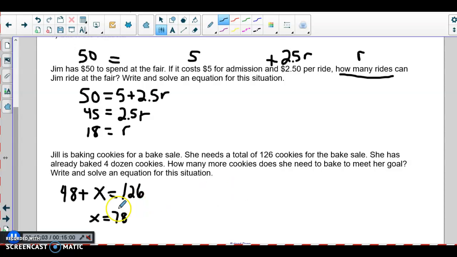So your answer should have been 78 cookies. This equation kind of is irrelevant here. Common sense could have told you how many more cookies she needed. But if you wrote an equation, solved an equation, your work would have looked like this.